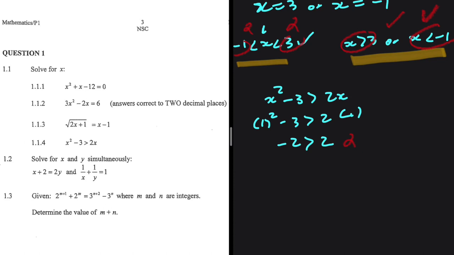Anyway, let's do 1.2 and 1.3 on a separate video. Let's solve for x and y simultaneously. I have x plus 2 being equal to 2y, and I have 1 divided by x plus 1 divided by y being equal to 1. Well, on this equation, I can make x the subject of the formula. I'm going to have x being equal to 2y minus 2.